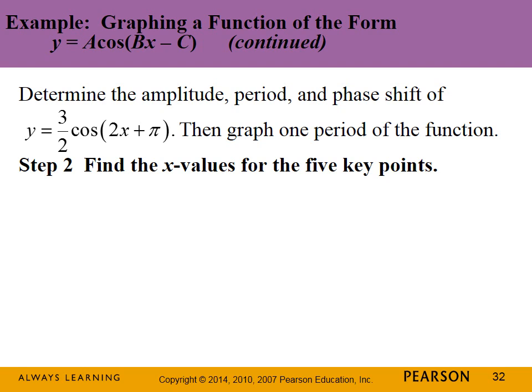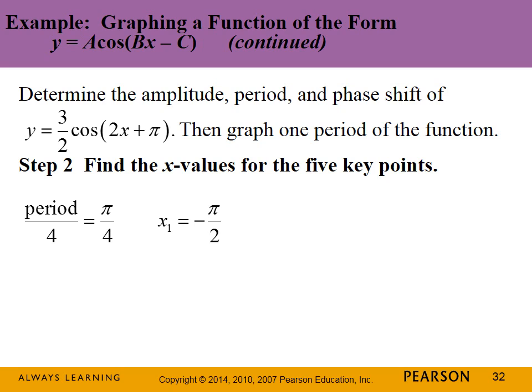So now we're going to find the x values. We're going to start by setting 2x plus pi equal to 0. And that's going to give us -pi over 2 for the starting value of x. And now we're going to keep adding pi over 4 until we get 5 x values.